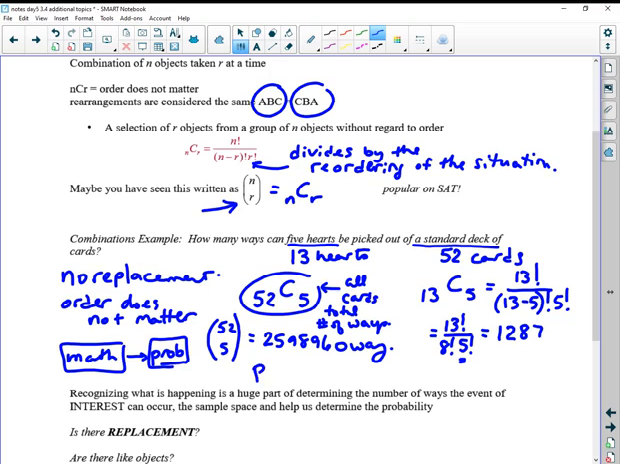So the probability of getting 5 hearts from the deck, there were 1,287 ways to get those cards out of the hearts, and there were 2,598,960 ways in all, giving us a very, very small probability of 4.95 times 10 to the negative 4. Pretty unusual to happen.